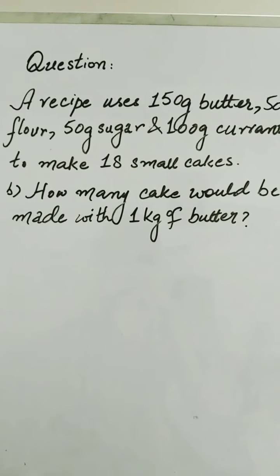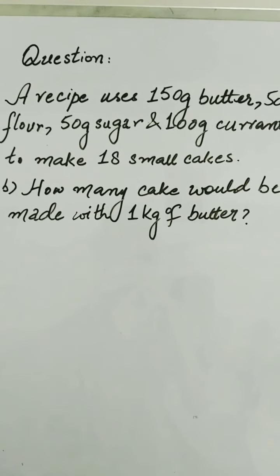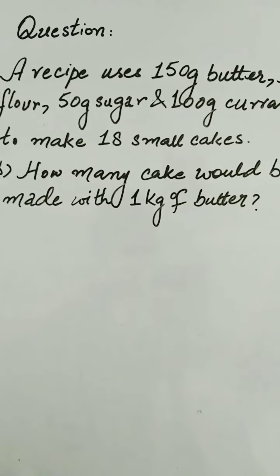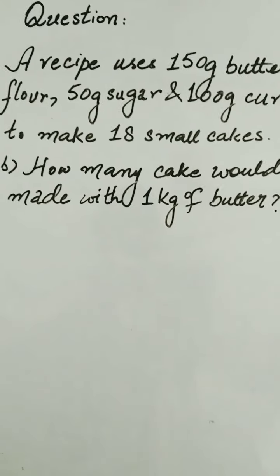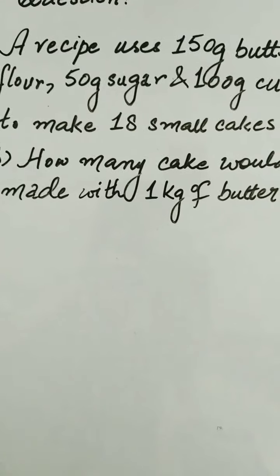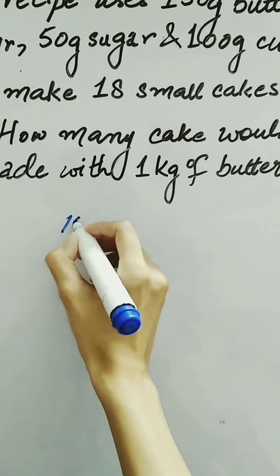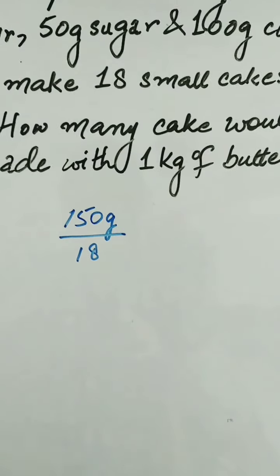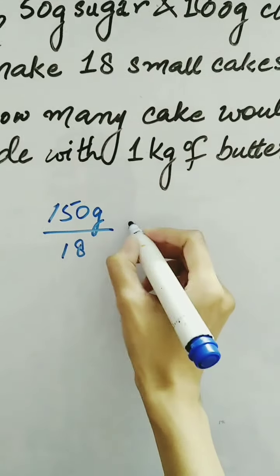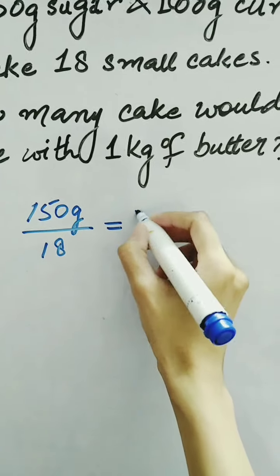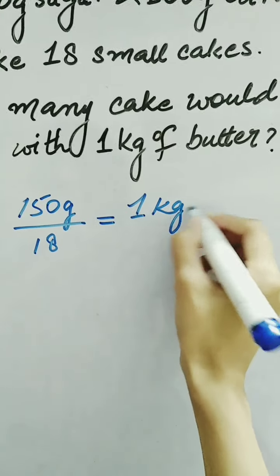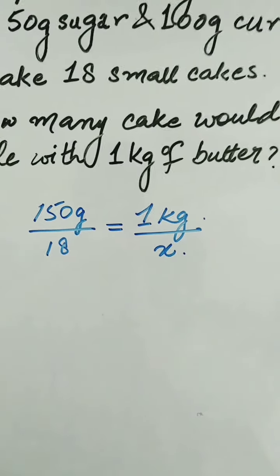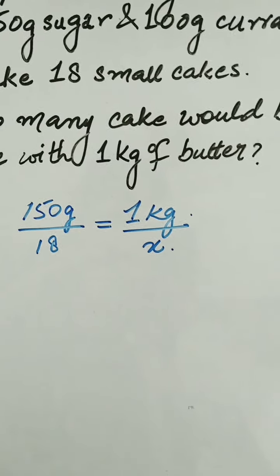Now there is another part in which we have to find out how many cakes would be made with 1 kg of butter. We are going to solve this part with the help of the ratio method, as we know that with 150 grams of butter, 18 cakes will be made. Now we are equating it with 1 kg. So with 1 kg of butter, we have to find out how many cakes will be made.